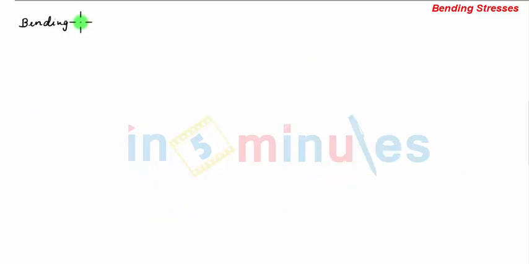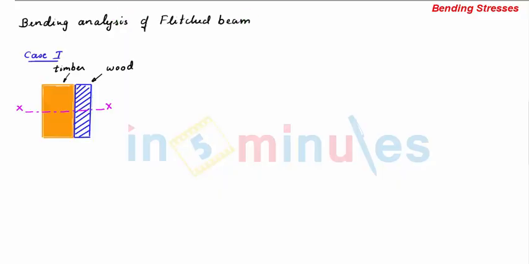Now let us do the bending analysis of a composite beam or flitched beam. We take our first case where a timber section and steel section, both of same depth but varying width, are joined together side by side by means of bolts not shown, such that the centroidal axis of composite section passes through the centroidal axis of each of the section.